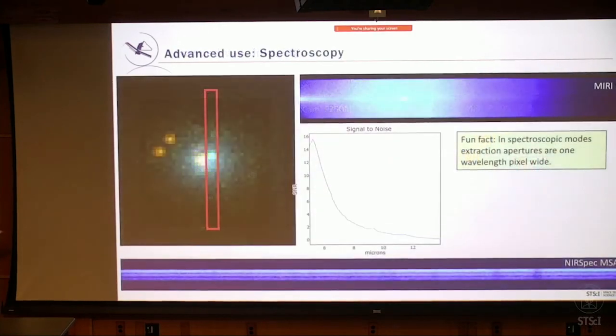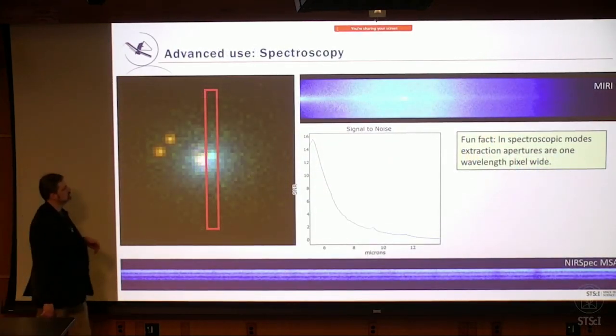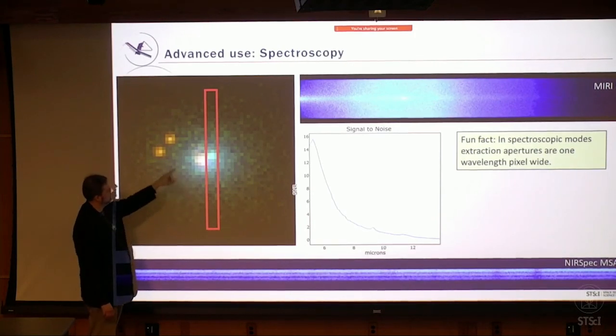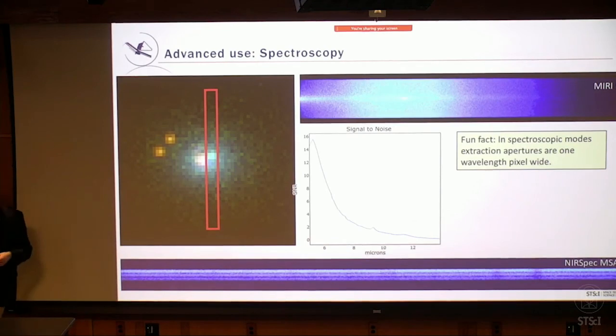And then you can take the same scene, put a slit on it, in this case, MIRI LRS and MSA, and this is where the slit goes, and this is what the output for the spectroscopic modes look like for the same scene.